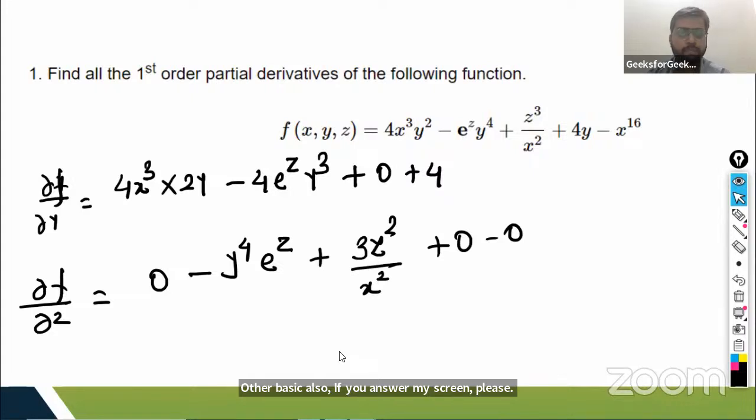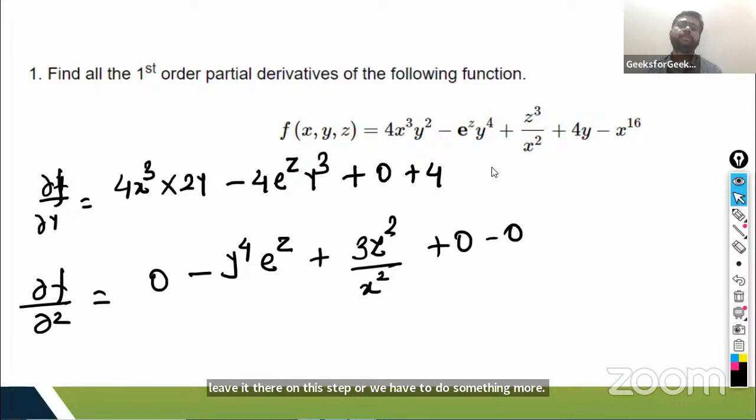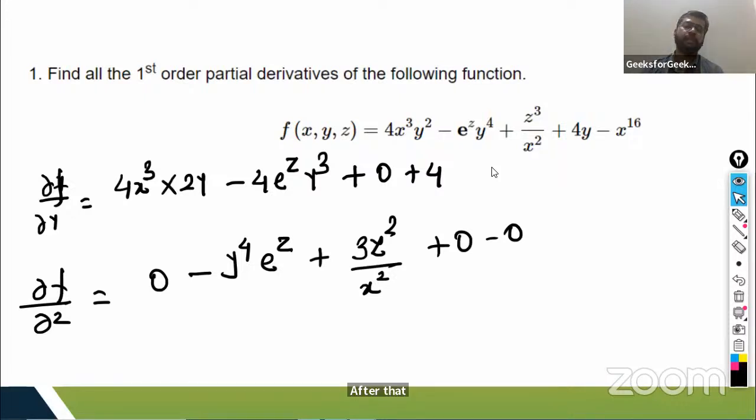Same. Good. Sir, after finding the partial differentiation with respect to x, y, and z, do we have to leave it at this step, or do we have to do something more after that? Okay, so no. Once you have found it, the answer is something like this. The answer could be changed. Now the differentiation part is this, right?